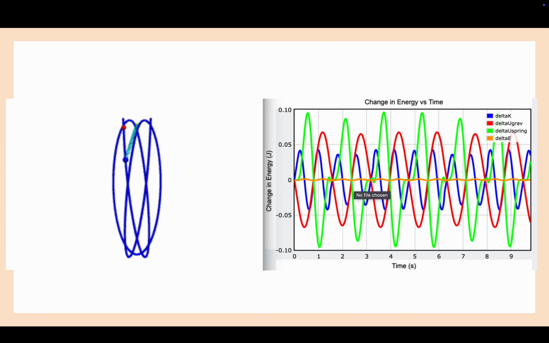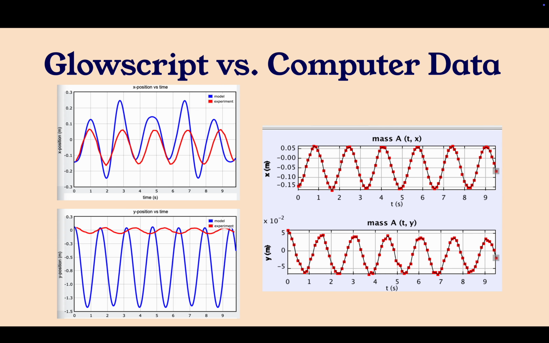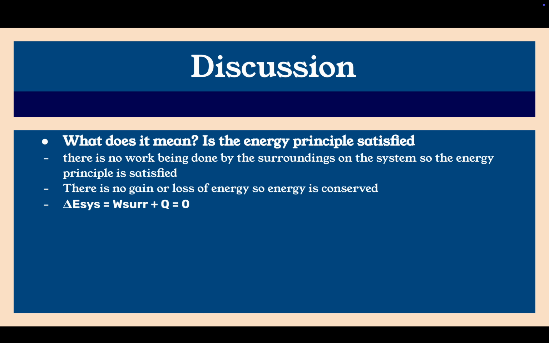Here is a result of the computational model. On the left, you can see the results from GlowScript, and on the right you can see the results from Tracker. Both graphs have an oscillating motion, but the computational model is not as consistent as the tracker data model. This could have been caused by issues within the code or how the data was tracked.